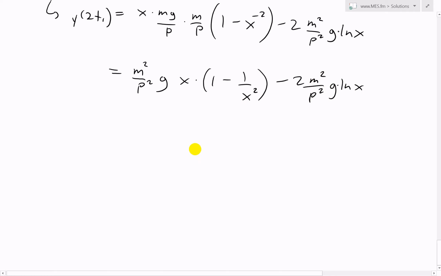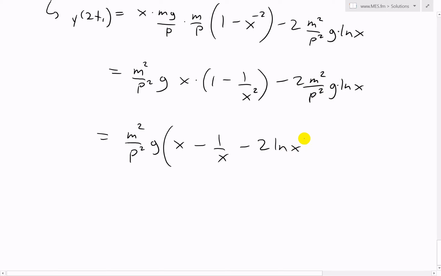And now we have a common denominator, and also I'm going to multiply these inside. So what we have right here, this m squared over p squared g that occurs here, those are just constants, so we could take those all out. So p squared g, and then we're going to multiply this inside, so we'll have x times 1, that's just x, x times 1 over x squared is just 1 over x. And then, because we took the common factor of m squared over p squared g out, all we're left with is 2 times ln x.